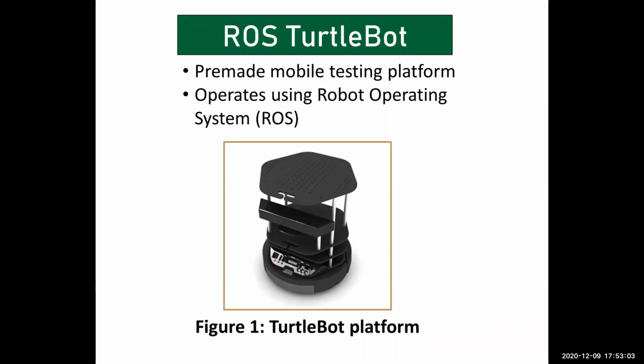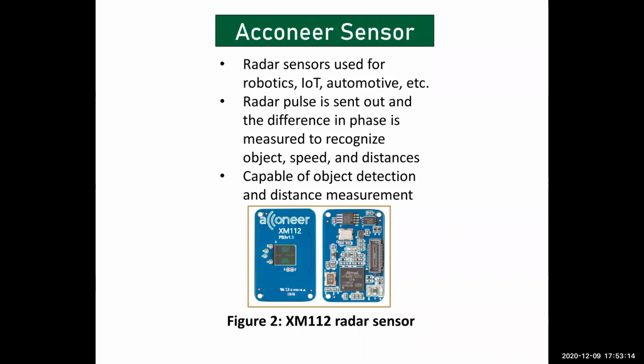The ROS TotalBot is used to provide a pre-made testing platform to test the autonomous functionality of the Acuneer radar boards, such as moving and driving. The Acuneer sensor used here is the XM112, as shown below in Figure 2, that sends radar pulses to detect and recognize object speed and distance that are used as an input for the TotalBot base.